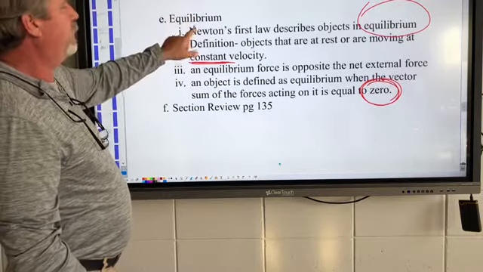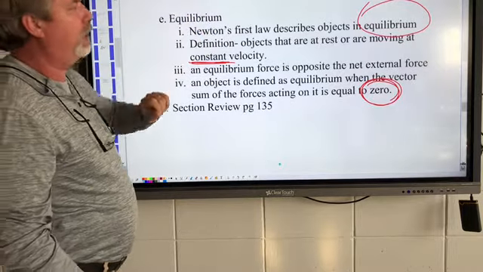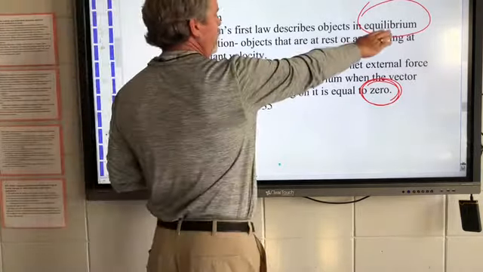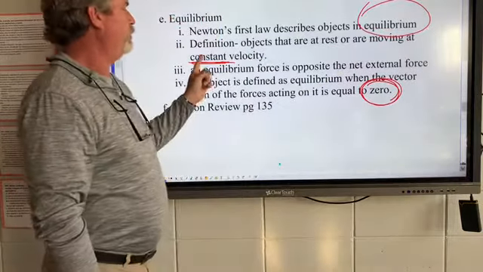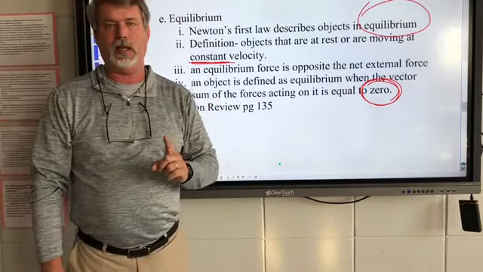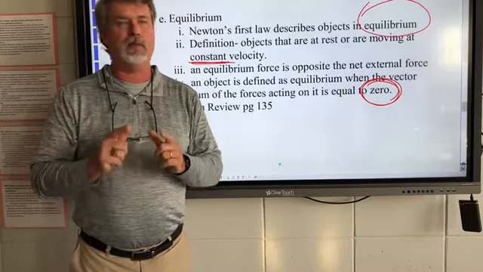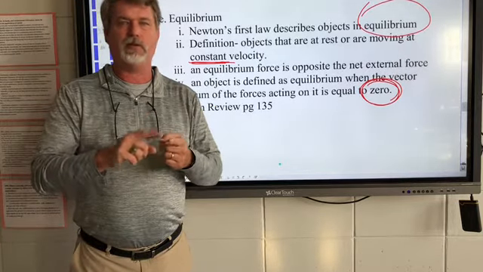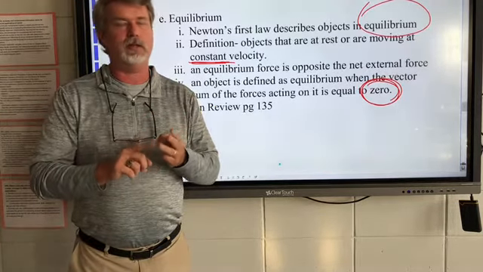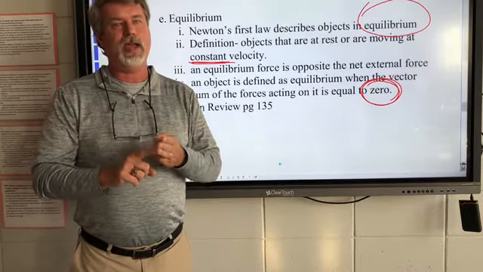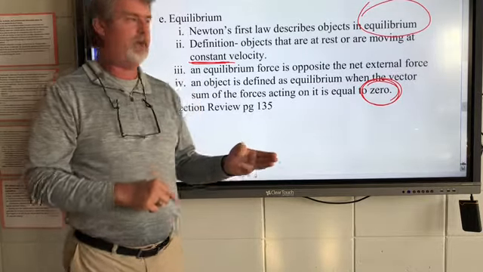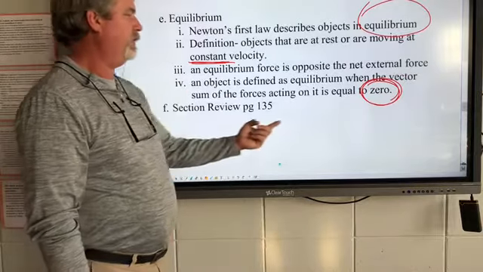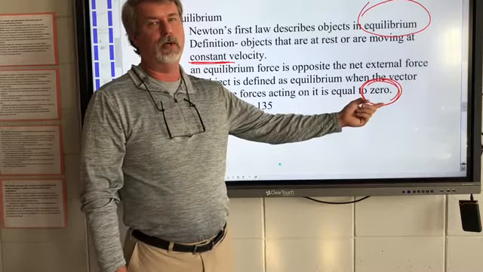Equilibrium. Equilibrium is an example of Newton's first law. This is when objects are in equilibrium. Equilibrium produces constant velocity, so we want to be careful about that. Remember, constant velocity doesn't get faster, doesn't get slower, and does not change direction. That system is in equilibrium. When you're in equilibrium, the forces all equal zero.